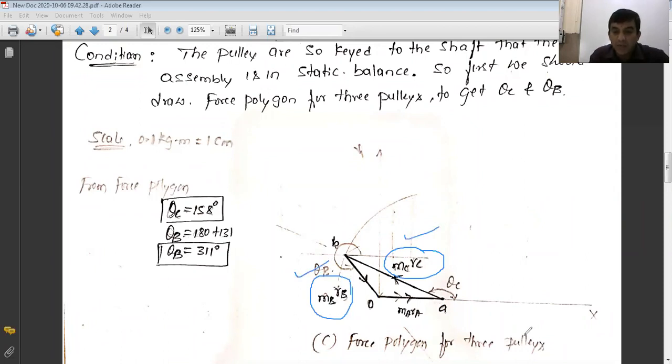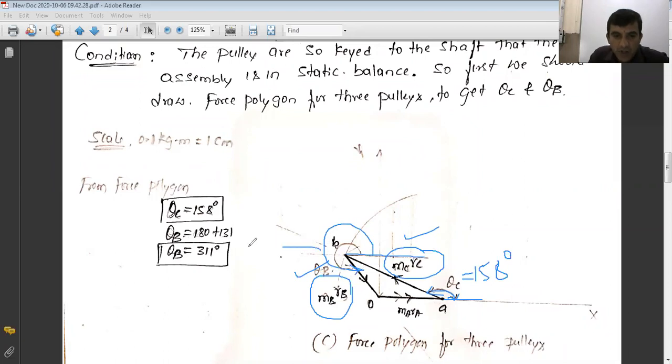But what is our aim? Our aim is to calculate the angular position with respect to the horizontal line. See that, theta C: how much is theta C with respect to the horizontal, the 0 degree line? We can see from the force polygon. Theta C is 158 degree, counterclockwise, because all angles are measured in the counterclockwise direction. Is it right? Again, from the point B, with respect to the 0 degree line, measure theta B.